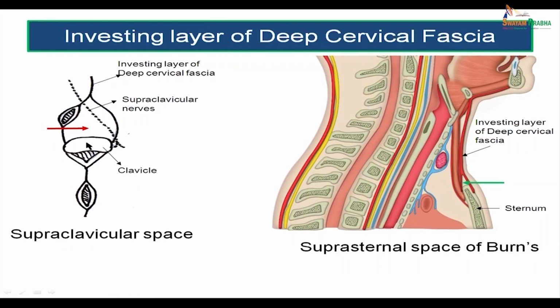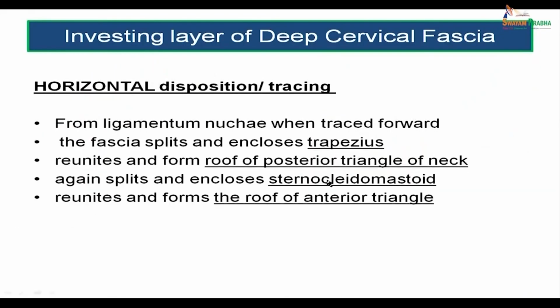Looking at the diagram, we will understand these two spaces. The first space, the supraclavicular space: this is the clavicle, this is the investing layer of deep cervical fascia. We can see it splits into a superficial layer and a deeper layer to attach to the upper part of the clavicle. As it does so, it encloses a space. This is the supraclavicular space. Then, when the investing layer of fascia passes to attach to the sternum, again it splits into an anterior layer and a posterior layer, and within that it encloses a space called the suprasternal space of Burns.